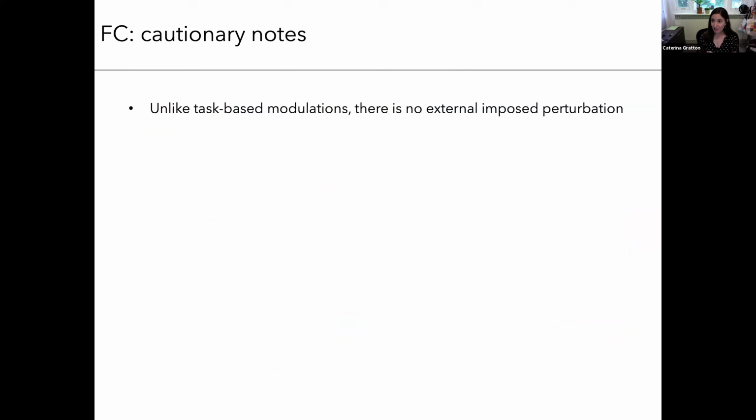I'll pause here to put in a few notes of caution on these methods as well, that we can return to, or if anyone has questions right now, we can stop and talk about, that should be kept in mind as you're doing functional connectivity-based methods. It starts with this idea that unlike task fMRI, there's no external imposed perturbation. We're just taking correlations in the signals between different brain regions, which means that these measurements can be really susceptible to different forms of noise or artifacts.